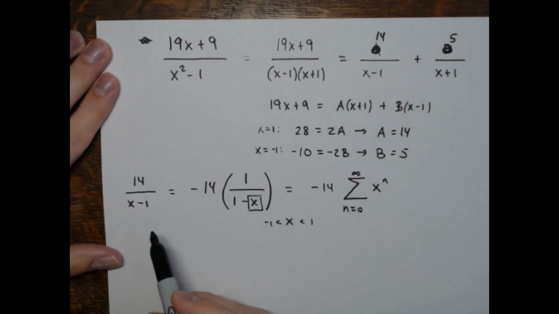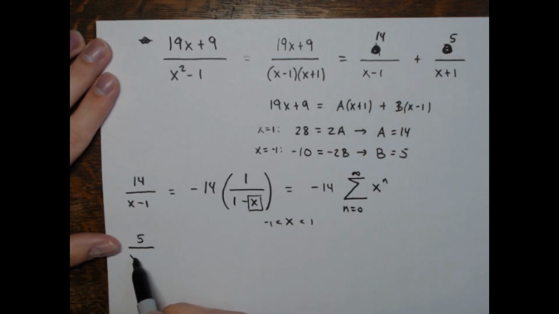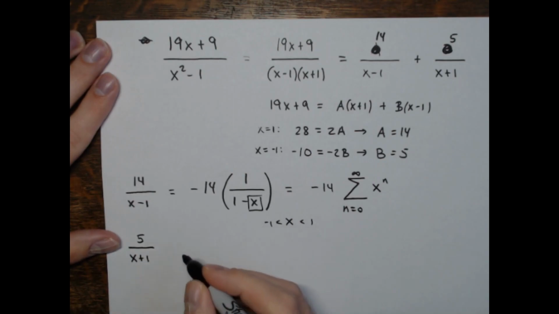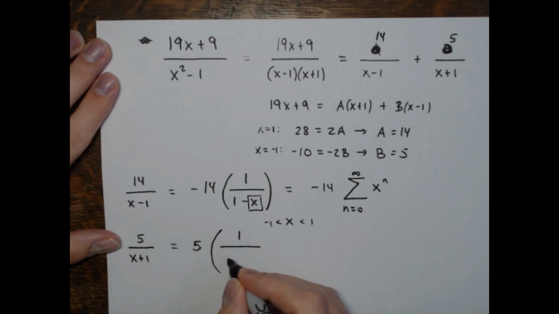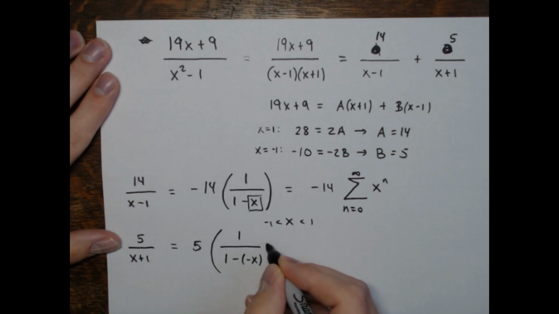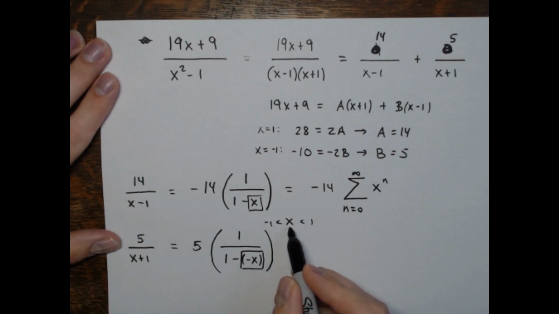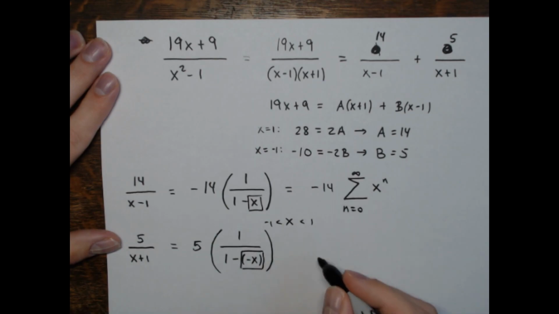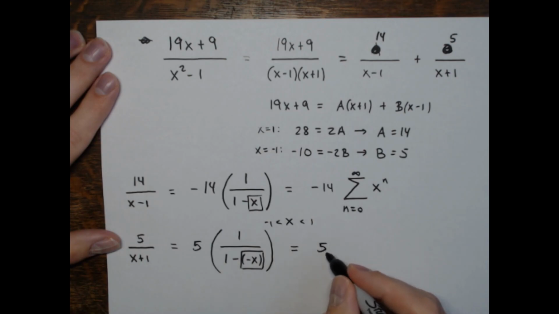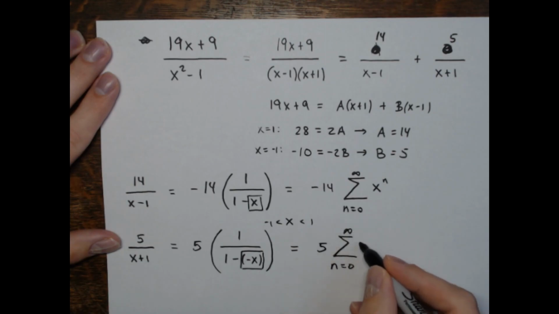All right, and then the other one, 5 over x plus 1. Now we saw x plus 1 or 1 plus x in the last example. I can think of this as 5 times 1 over 1 minus negative x. So this time the thing in the box is negative x. So once again, as long as x is between negative 1 and 1, because negative x being between negative 1 and 1 is the same as x being between negative 1 and 1, we get the following series that would converge to this. So 5 times the sum from n equals 0 to infinity of negative x to the nth.